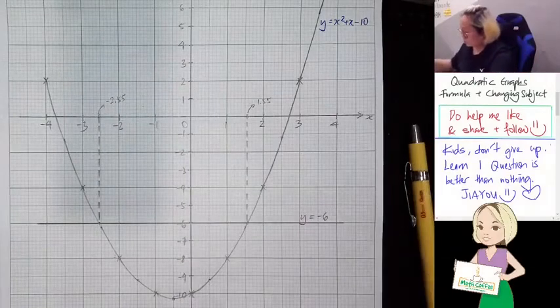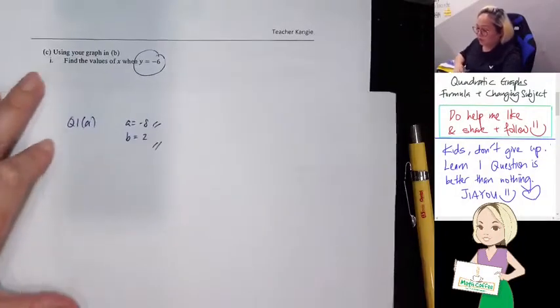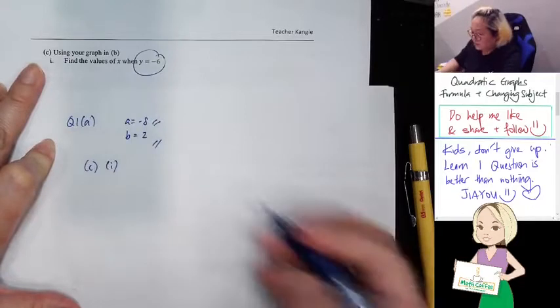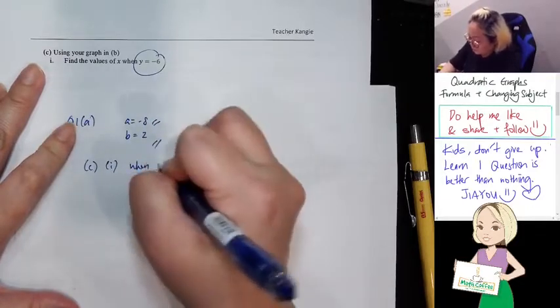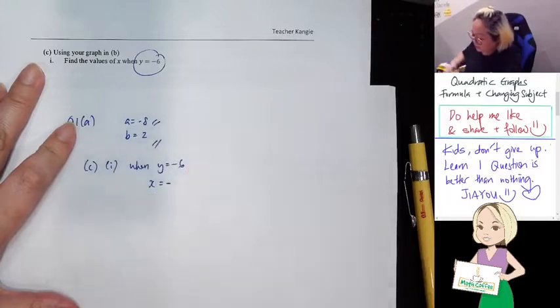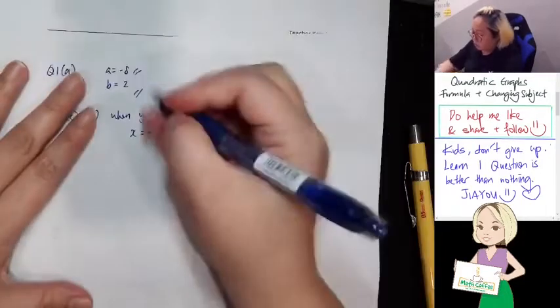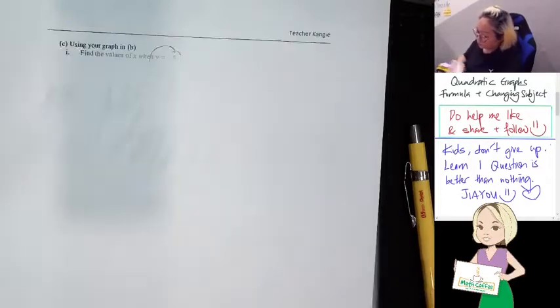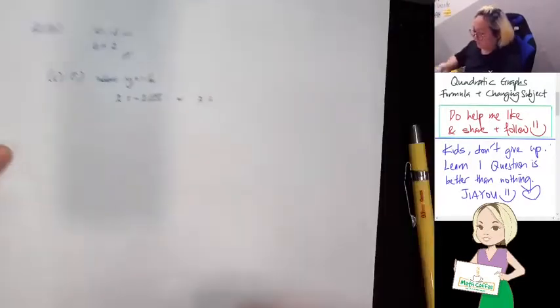So then what do you do? You go to your graph behind. You will say for the C part 1, when y equals to -6, my x is equals to minus 2.55, or x is equals to 1.55.